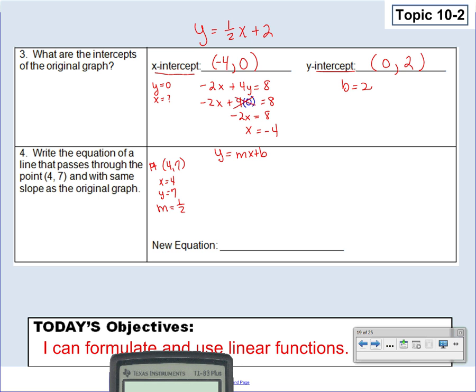So we are going to now substitute 7 in for y. Our slope is 1/2. X is equal to 4, and we're going to solve for b. We have 7 equals 1/2 times 4 is 2 plus b. We want to get the b by itself. This means we need to get rid of the 2, so we'll subtract 2 from both sides. We're left with 5 equals b. So now we know that b is equal to 5. We can now plug that back into our formula and get our equation: y equals 1/2 x plus 5.